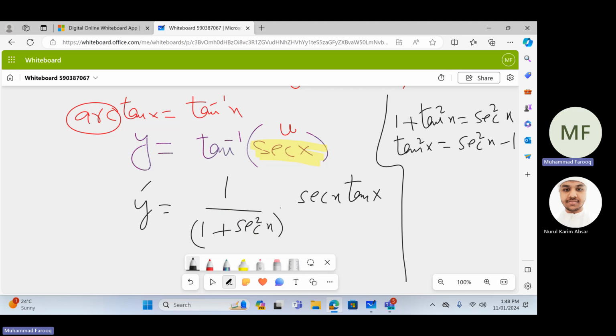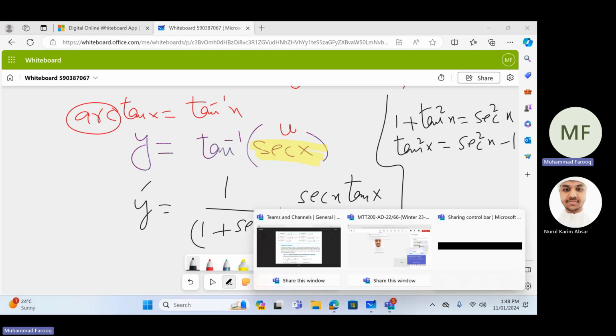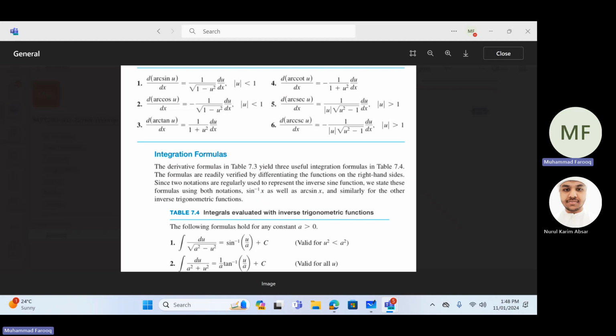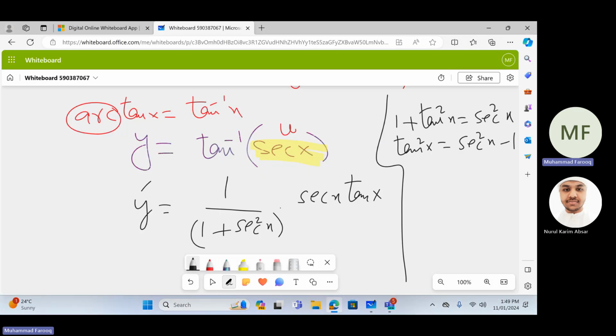Secant x, no, we don't replace. I'm just explaining the formula. In the formula, they said, for example, tan inverse u. So I was explaining basically what u is representing. U means whatever is inside the tan inverse; this portion is called u. Which part is u? This part is called u.